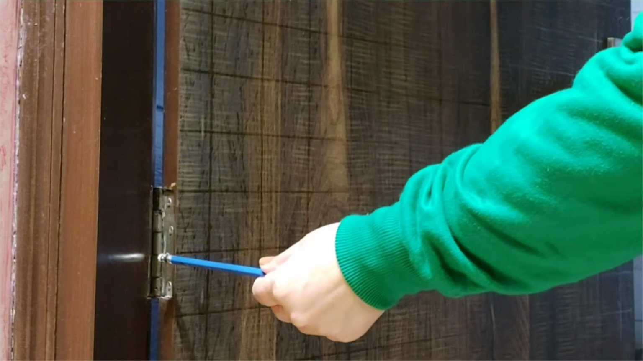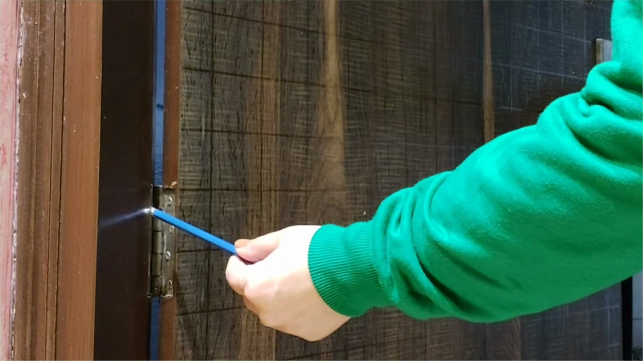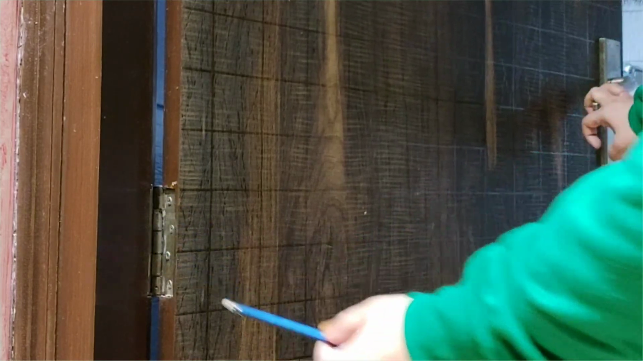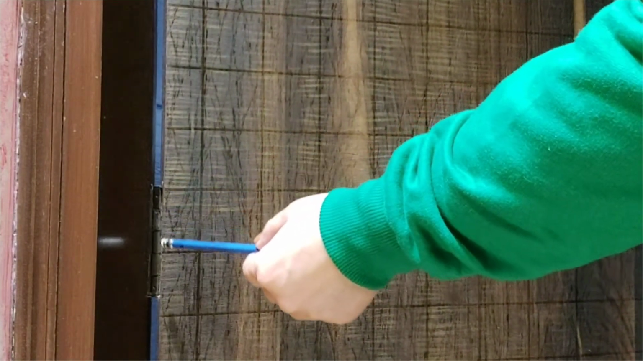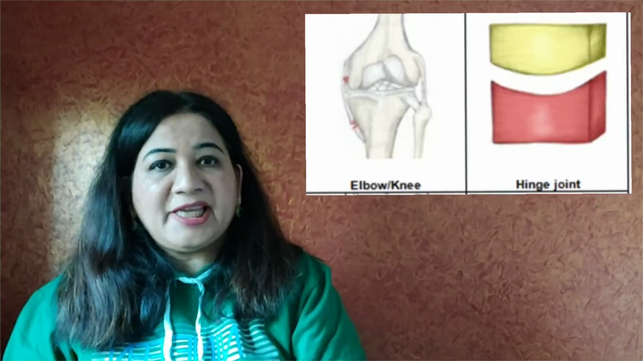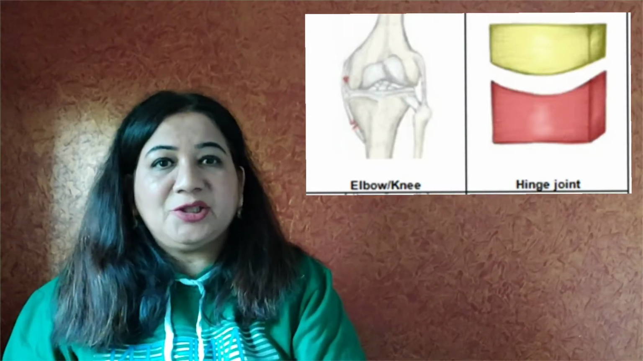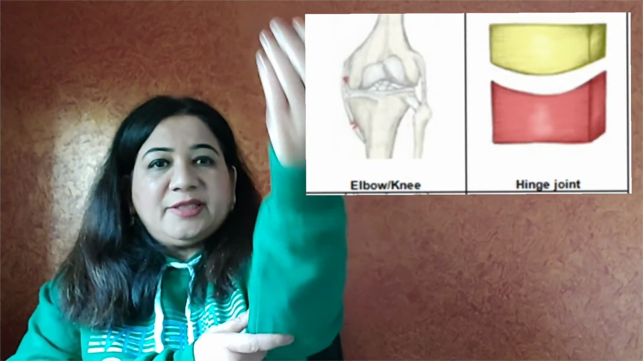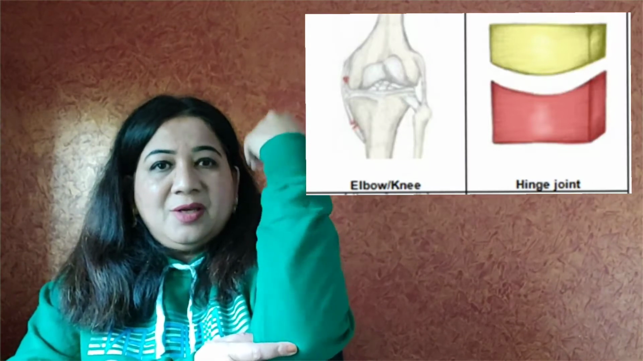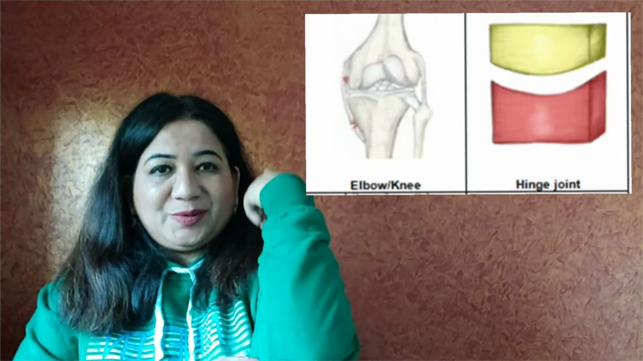Hinge joint, as the name suggests, is like the hinges of a door. As the hinges help in the opening and closing of the door, the hinge joint also helps in the movement in one plane. Elbow, knee, fingers and toes all are examples of hinge joint. I am showing you the movement of the hinge joint in the elbow region. You can compare it with the opening and the closing of the door.